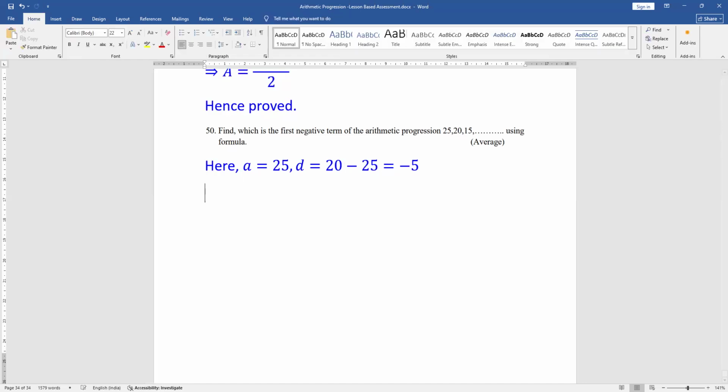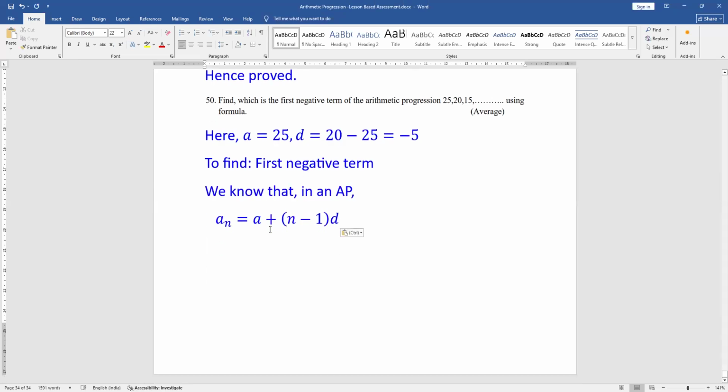Okay, next, what we need to find out? We need to find out the first negative term. To find the first negative term, we know that in an AP, what's the formula? a_n equals a plus (n minus 1) d.